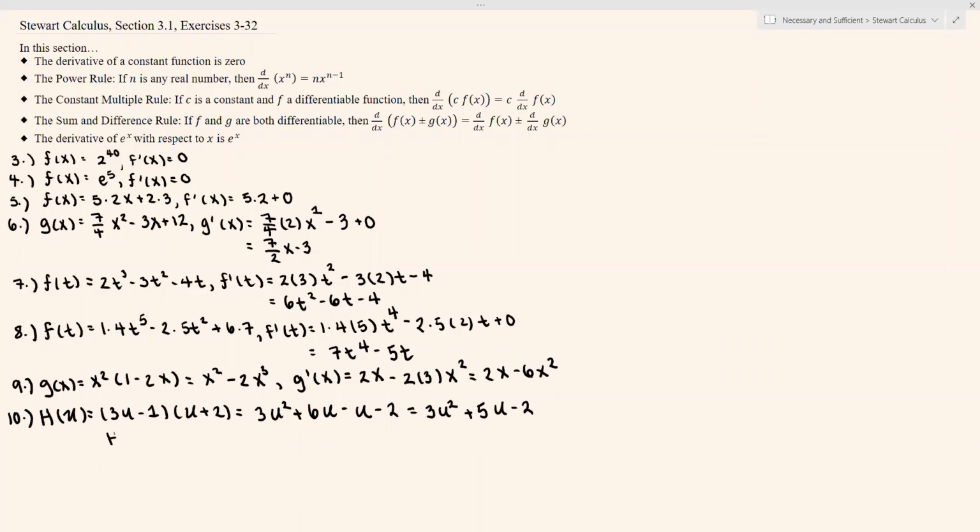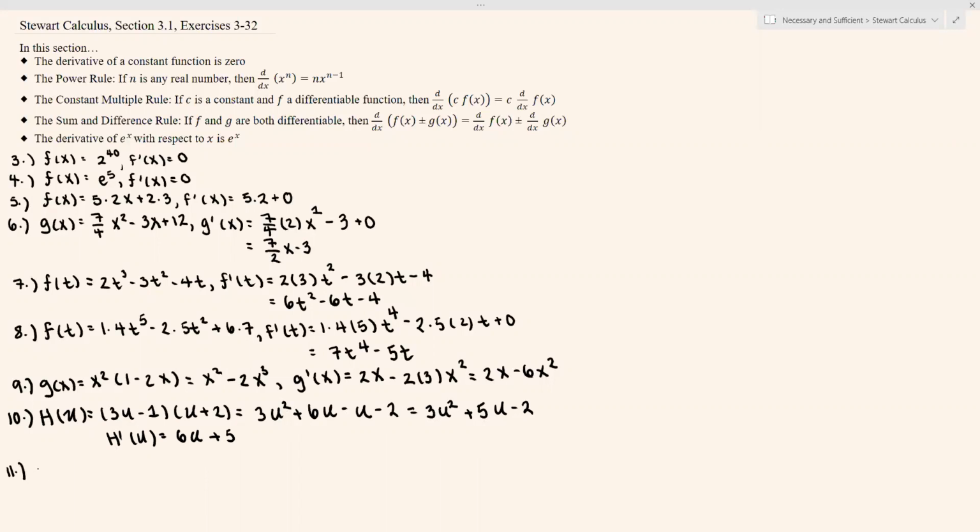So then h prime of u is equal to the derivative of 3u squared. That's 3 times 2 is 6. U to the power of 2 minus 1 is just 1, I'm sorry. 5 times u, the derivative of that goes to 5, so plus 5. And minus 2, that's a constant, so it goes to 0. So here's the derivative h prime of u.